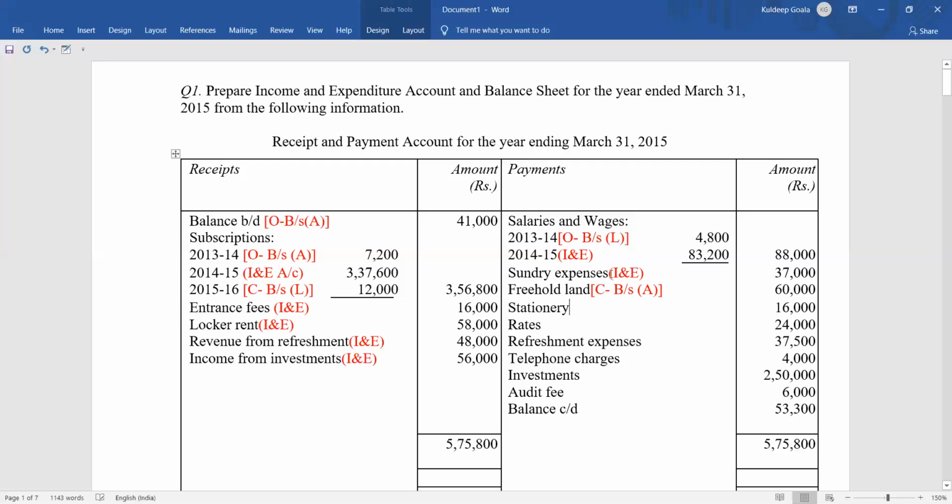Then coming to the stationery. Stationery will have separate treatment, as we have learned on the previous day. So I just mark it with a star. The star will indicate that we have a separate treatment for stationery. Then rates. Rates might have some special treatment like stationery, but in case it is not there, if we see in the adjustment, we'll come to know. Let's see in the adjustment about rates.